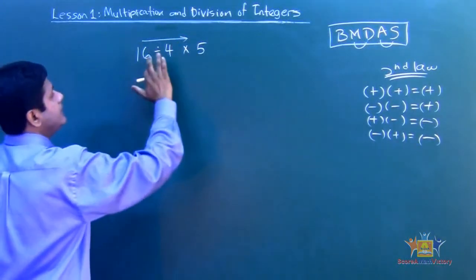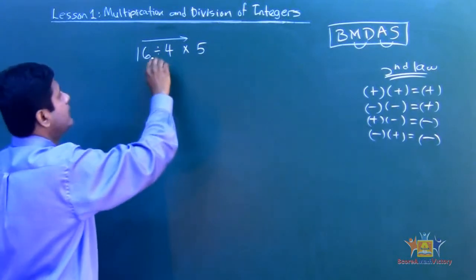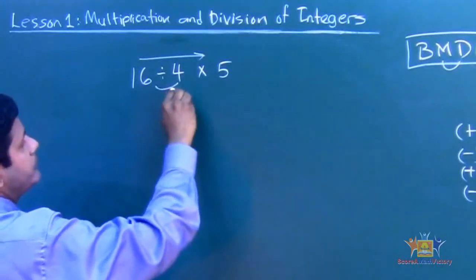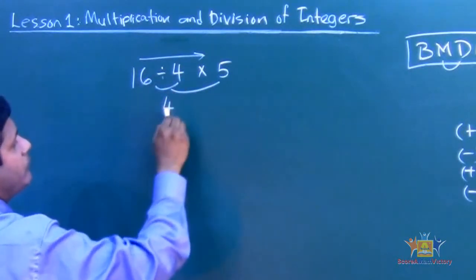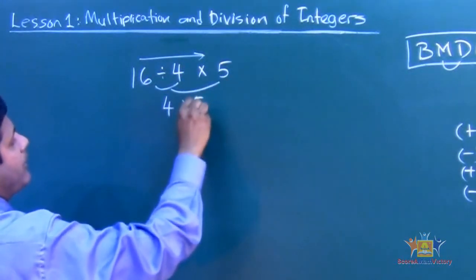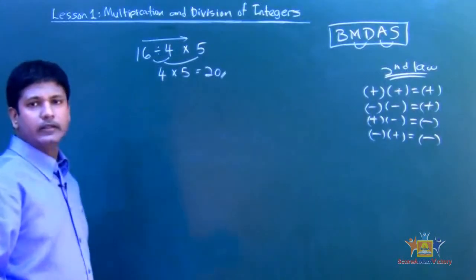In this case, the division came first, so I'm going to divide first. 16 divided by 4 is 4, because I'm going to use the pairing method. So 16 divided by 4 is 4, and then I'm going to multiply that with 5. So 4 times 5 is 20 right there. Okay, pretty easy, isn't it?